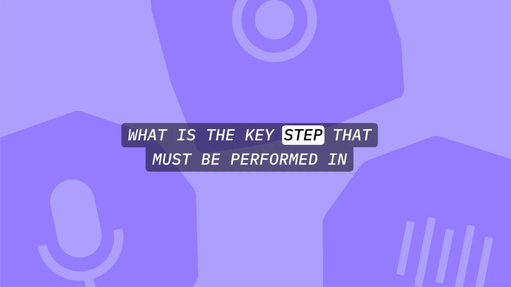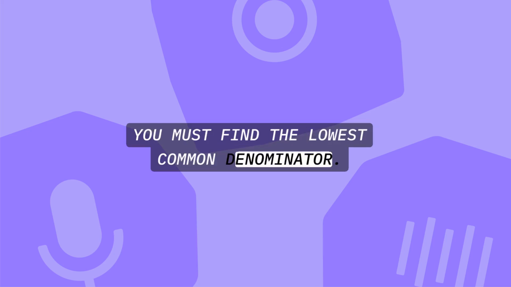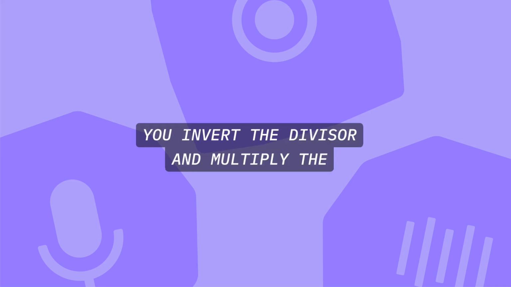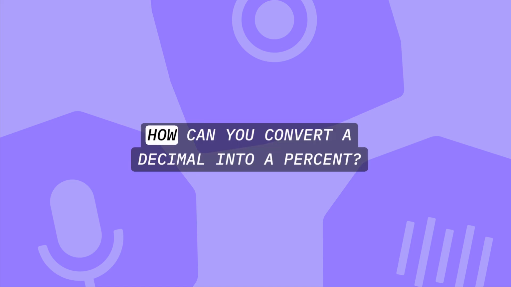What is the key step that must be performed in order to add or subtract unlike fractions? You must find the lowest common denominator. How do you divide one fraction by another? You invert the divisor and multiply the numerators together and the denominators together.